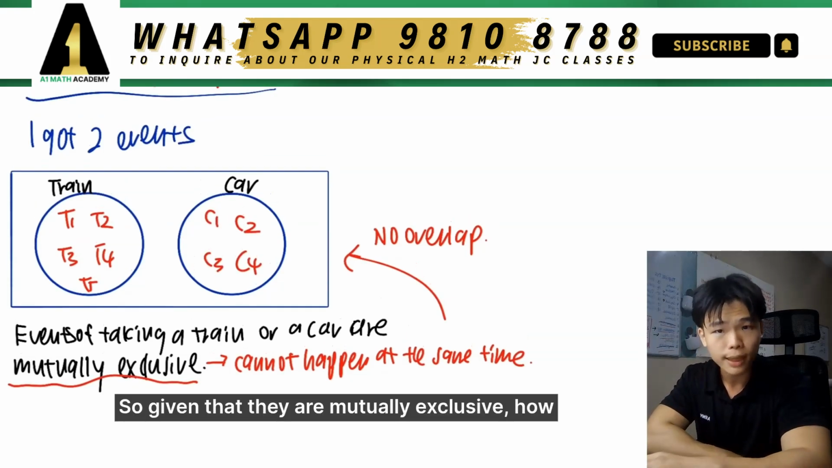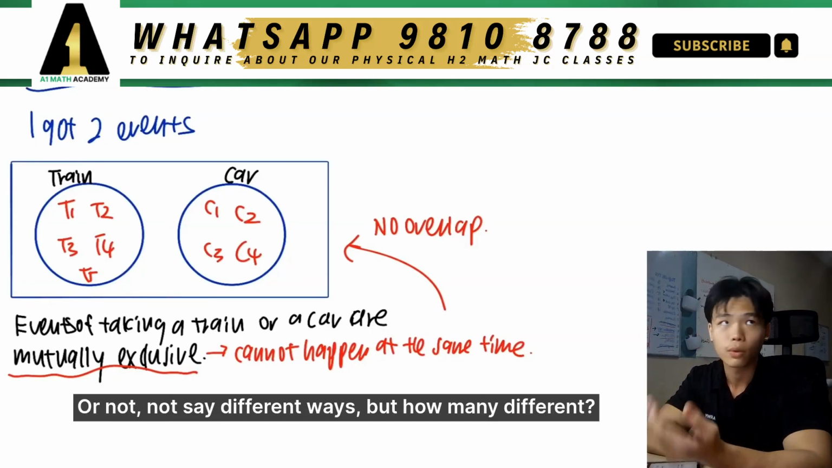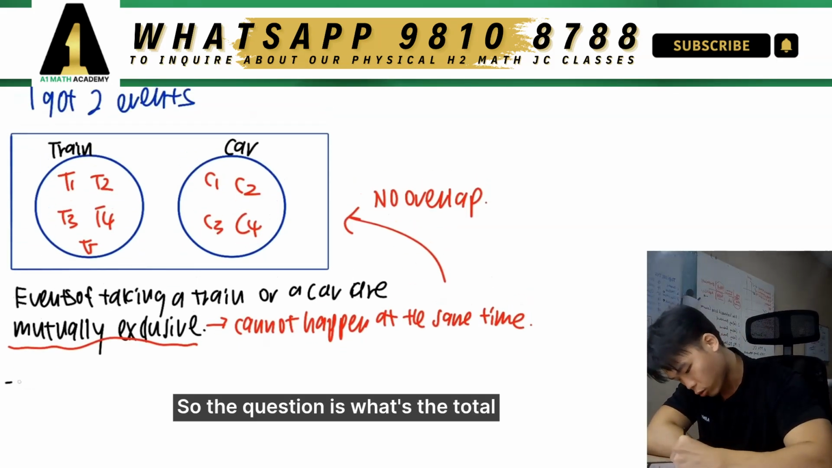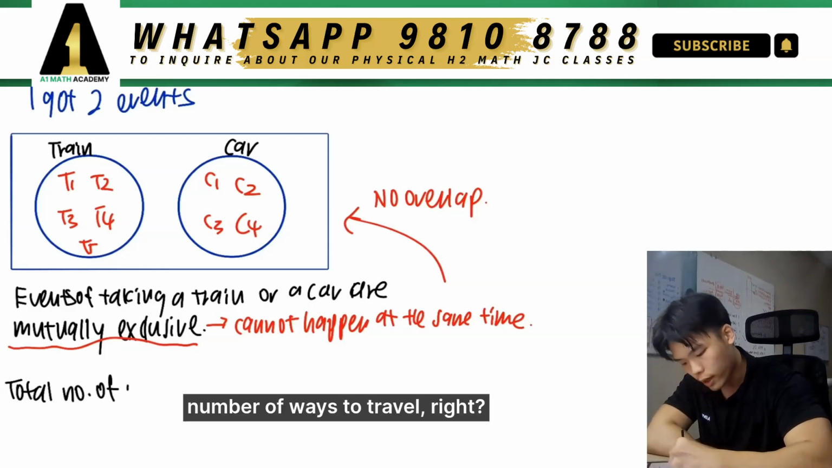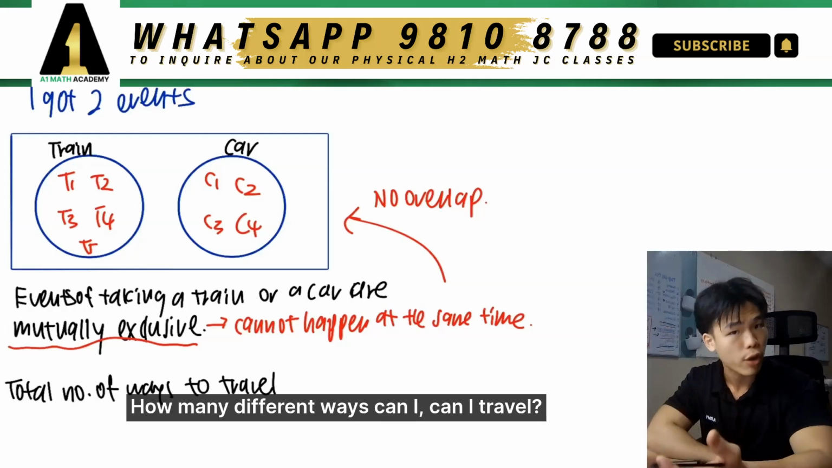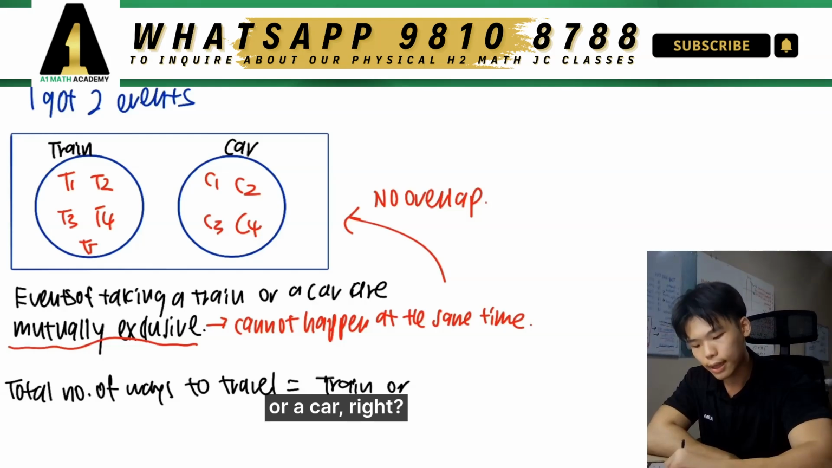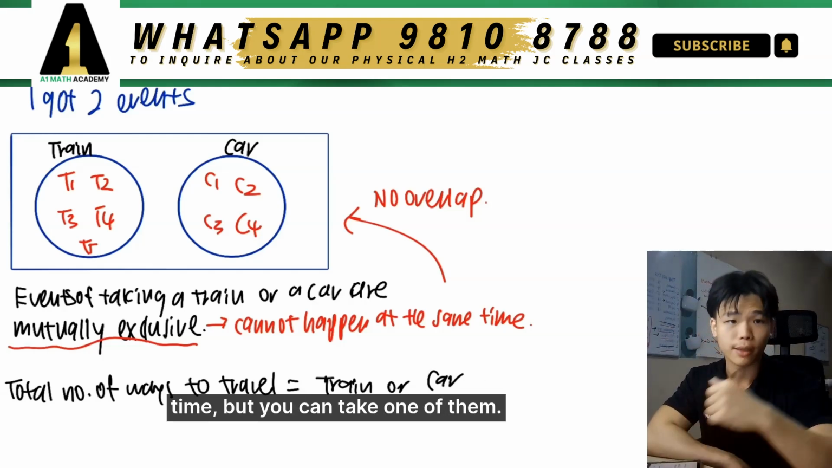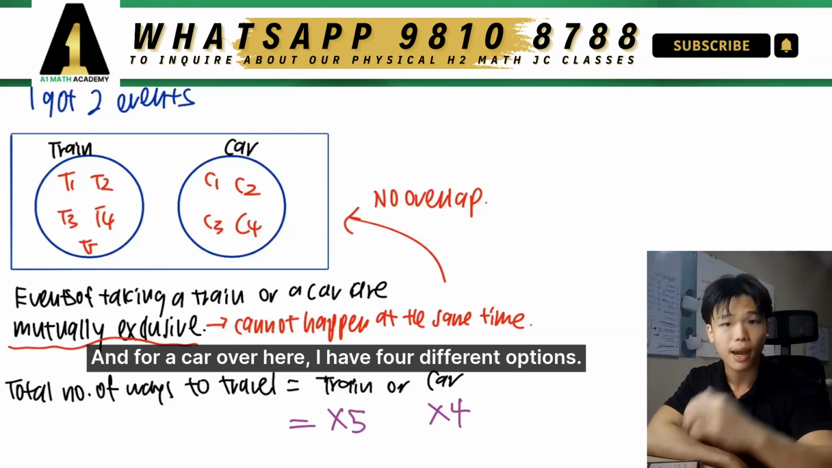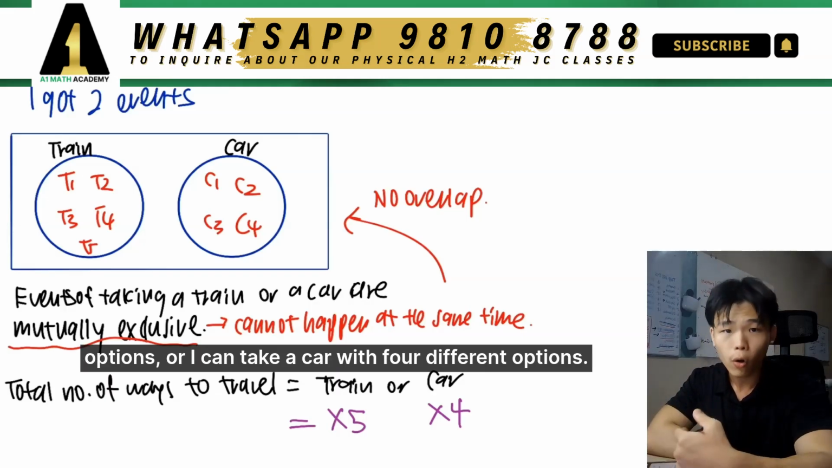Given that they are mutually exclusive, what's the total number of ways to travel? How many different ways can I travel? You can either take a train or a car. You can't take both at the same time, but you can take one of them. Under train, I have 5 different options, and for car, I have 4 different options.